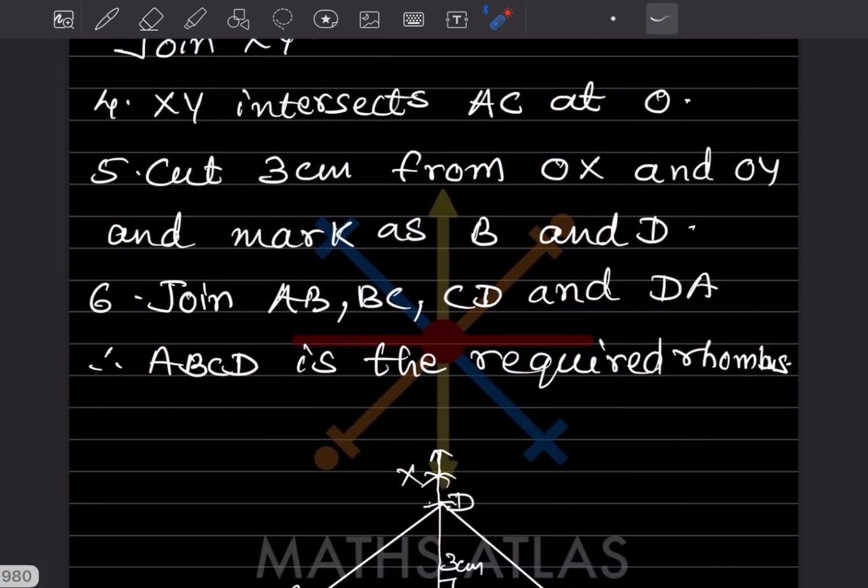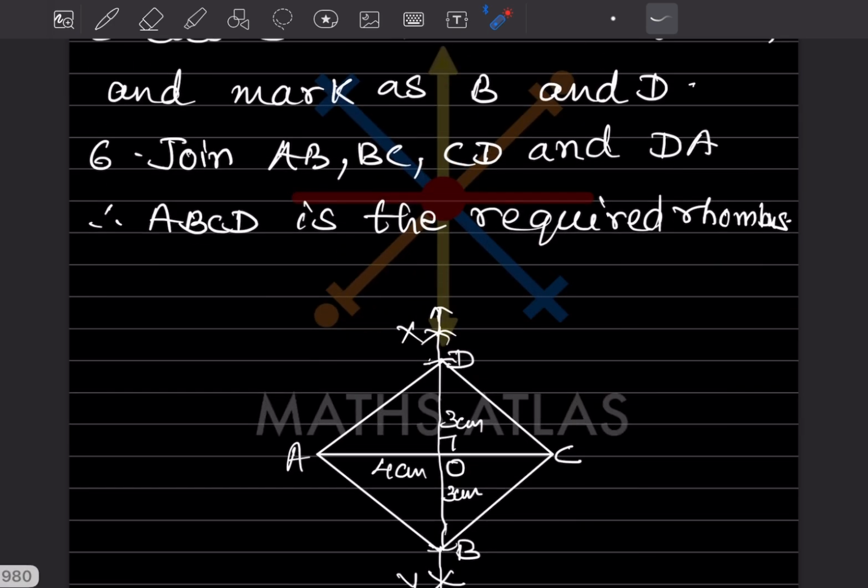Now cut 3 centimeter from OX. You will take 3 centimeter on the compass, because this is 3 and this will be 3, because altogether it is 6. So you will put your compass over here and cut here, taking 3 centimeter.